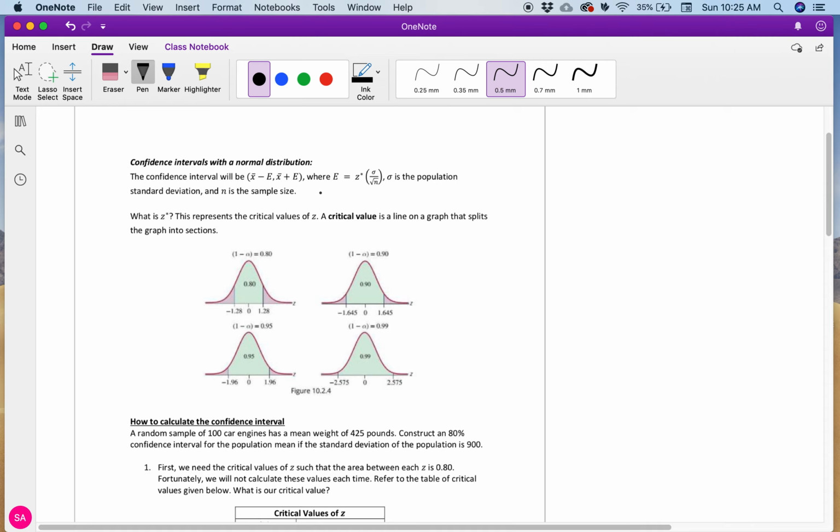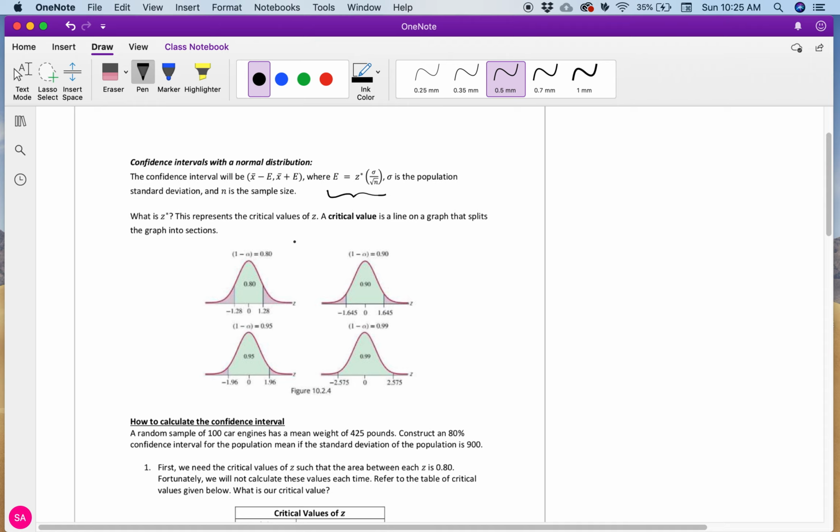interval. This error, now we have a formula. The error is equal to z star, which we'll talk about in a minute, times sigma, our population standard deviation, divided by the square root of our sample size. And sample size is usually n. So that'll be our error formula. What is this z star? That's my next part right here.